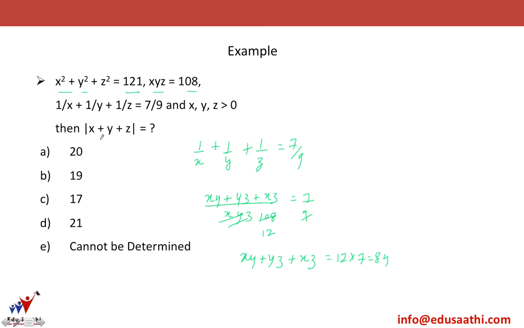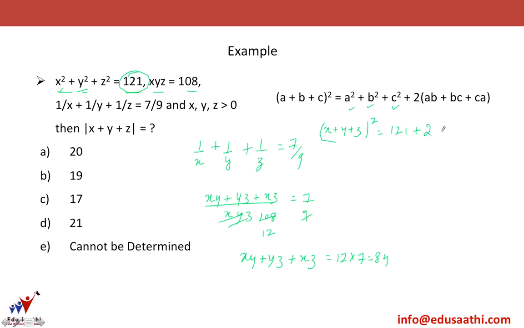And we need to find the value of x plus y plus z whole square. Now we'll use this identity here. a plus b plus c whole square is equal to a square plus b square plus c square plus 2 times ab plus bc plus ca. So I have x plus y plus z whole square is equal to x square plus y square plus z square, which is nothing but 121. So I'll simply write 121 here plus 2 times ab plus bc plus ca, which is nothing but xy plus yz plus xz, which is 84 here.